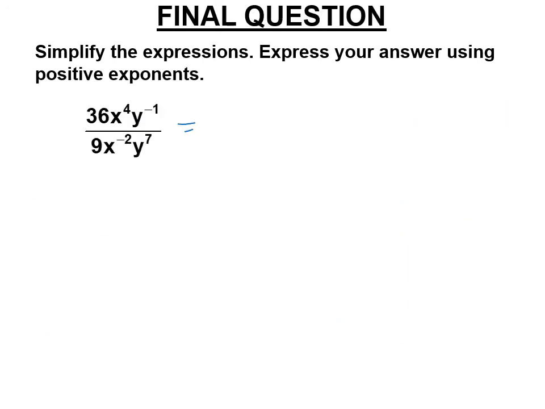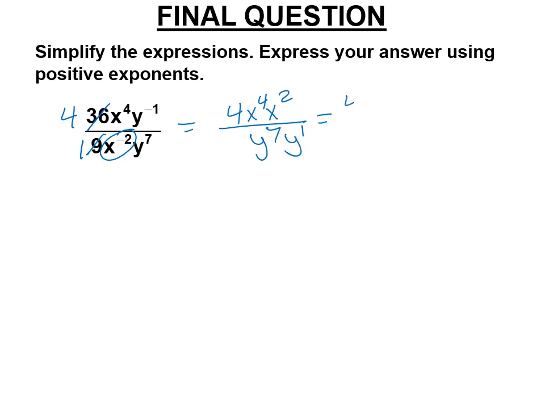Okay, 36, 9 divided by 9 is 1, 36 divided by 9 is 4. So that 4 stays, it's a coefficient. The x to the 4th stays where it is. The x to the negative 2nd goes up there and becomes x squared. The y to the 7th stays where it is. The y to the negative 1st goes down here, becomes y to the 1st.